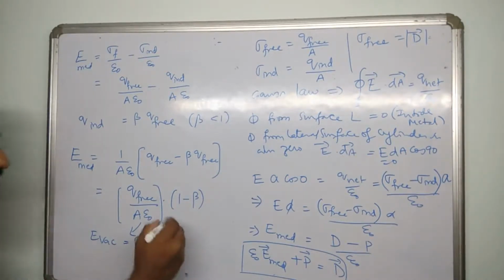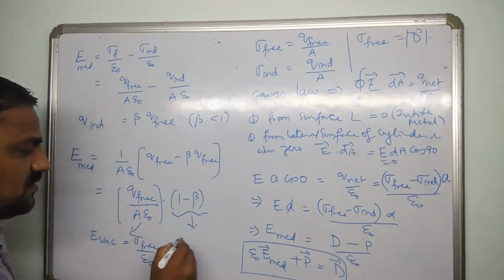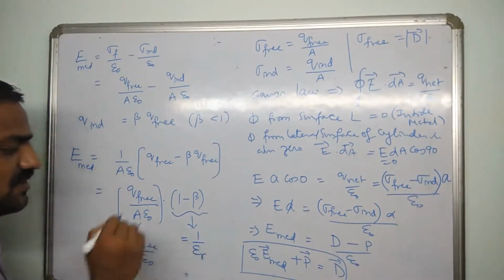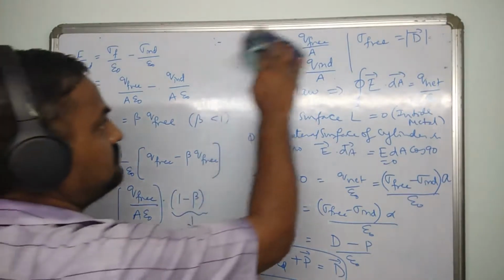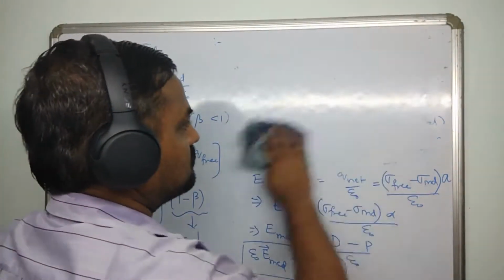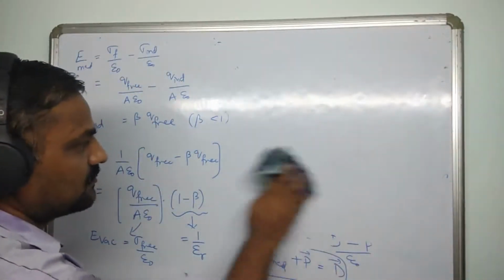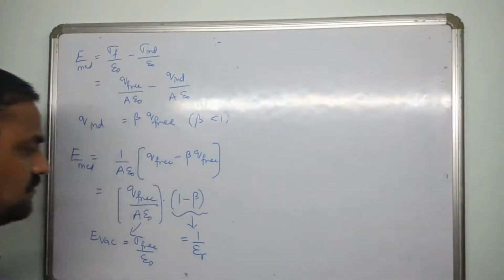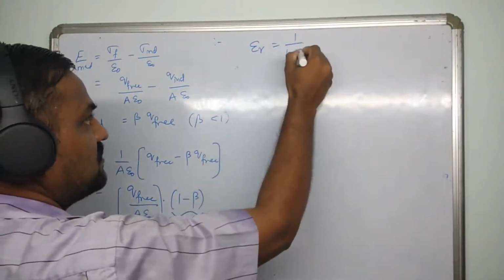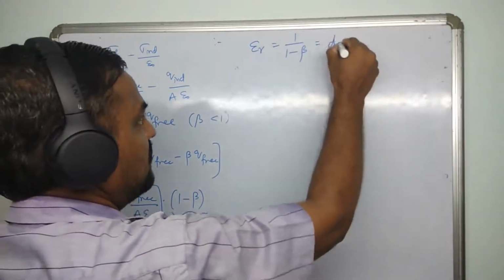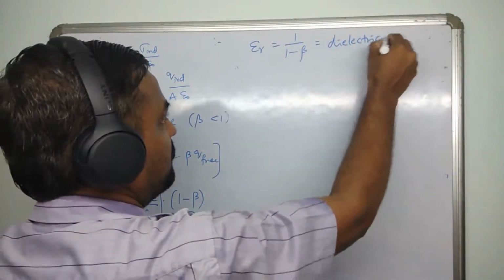Now we'll call this entire term 1 by epsilon r, where epsilon r is what you call the dielectric constant, right? By putting that, I can rewrite this expression. I'm going to erase this portion. If at all you need, please pause it. Okay, so this epsilon r is 1 by 1 minus beta. This is what you call the dielectric constant of the medium.